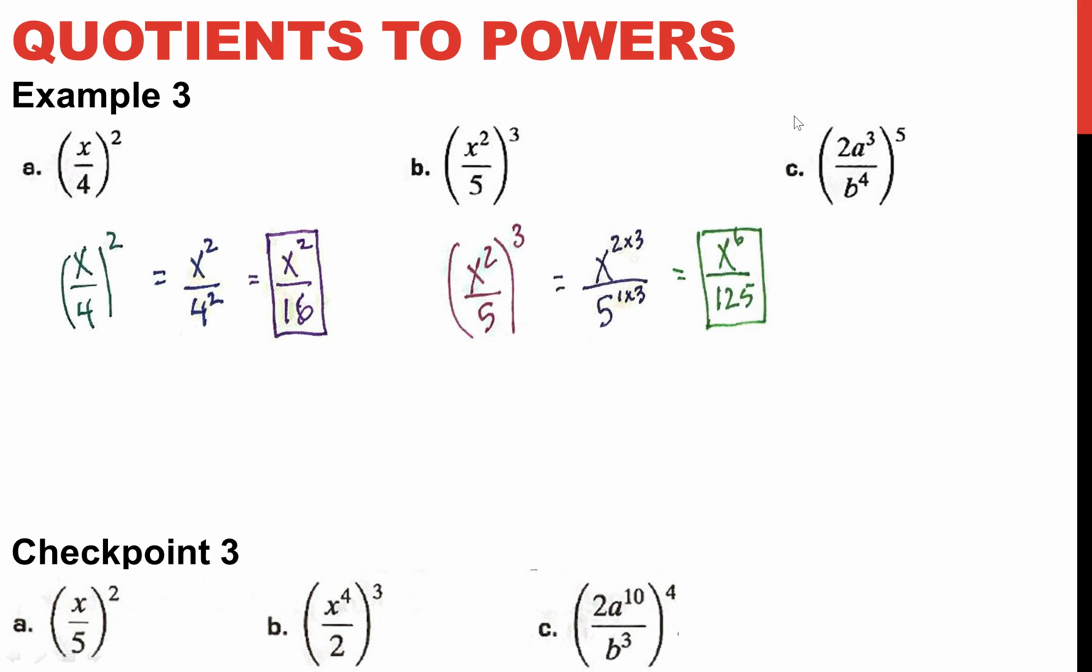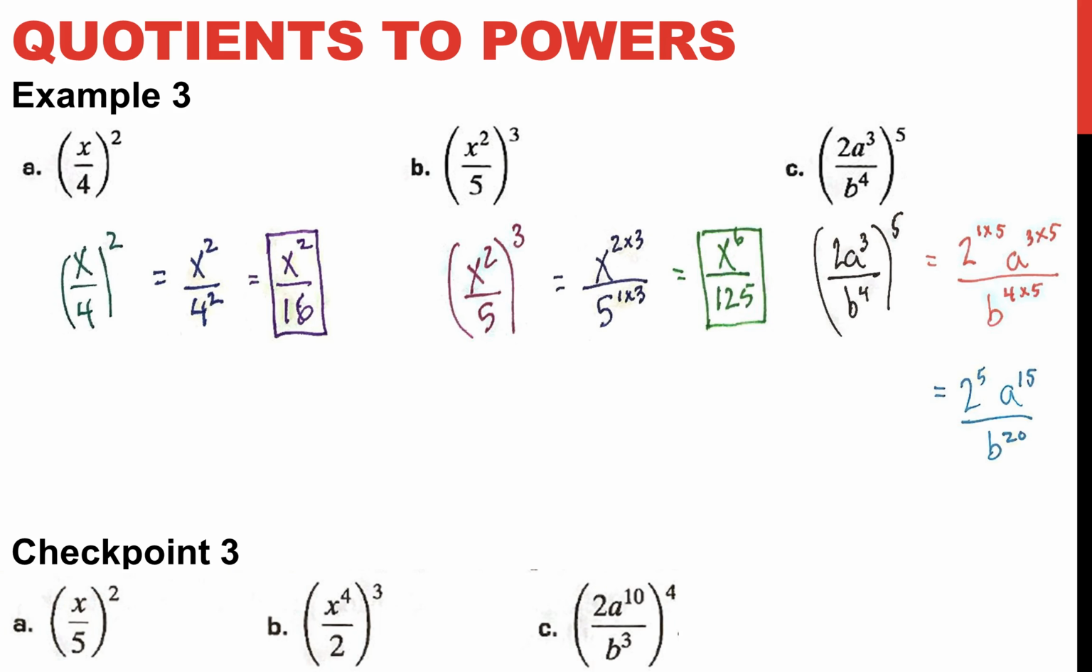All right, so a complex quotient to a power, I'm just going to multiply them out. So I've got 2 to the 1 times 5, a to the 3 times 5, b to the 4 times 5. Simple multiplication. 2 to the 5th is equal a to the 15 over b to the 20, and I know 2 to the 5th is 32. So go ahead and work out checkpoint 3 the same way that we worked out example 3, and I'll be here when you get back.